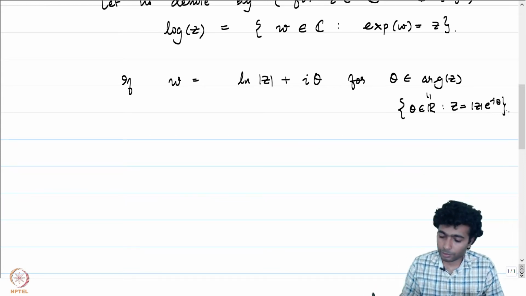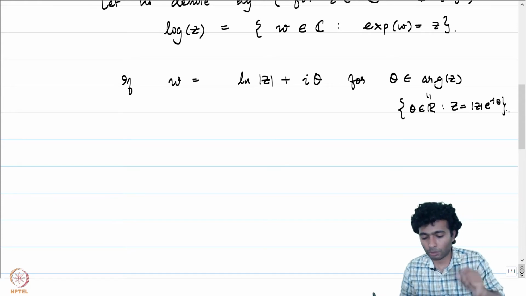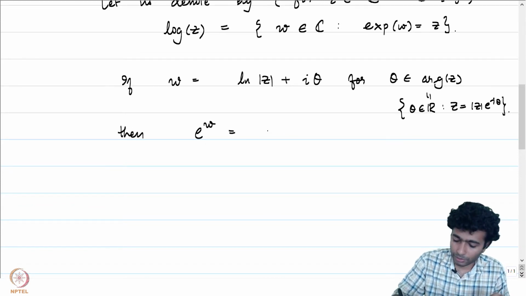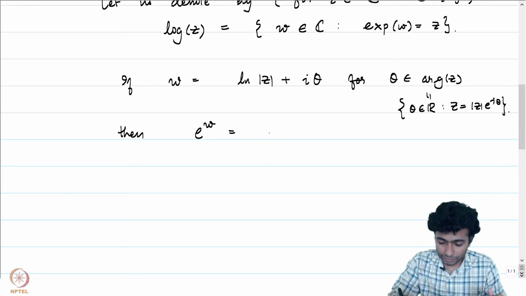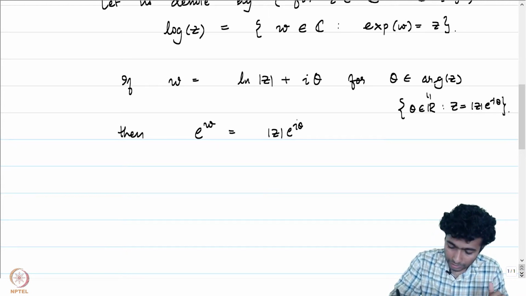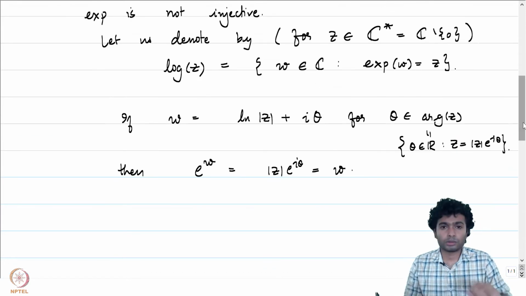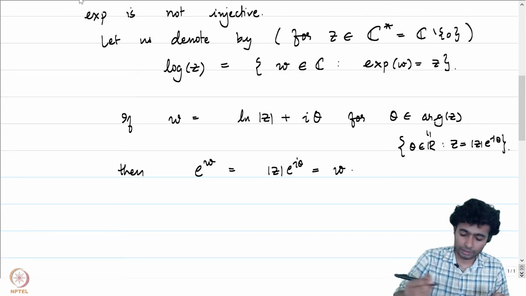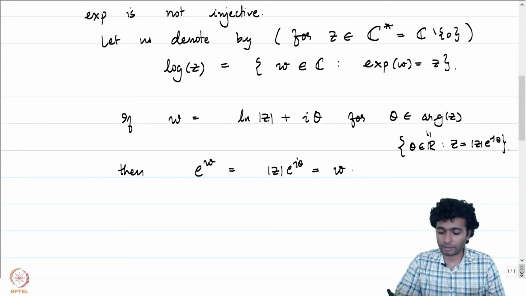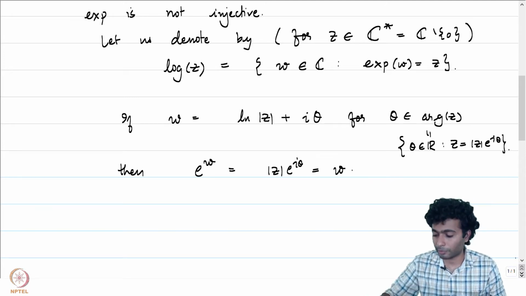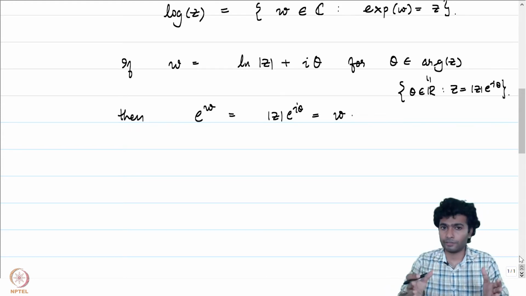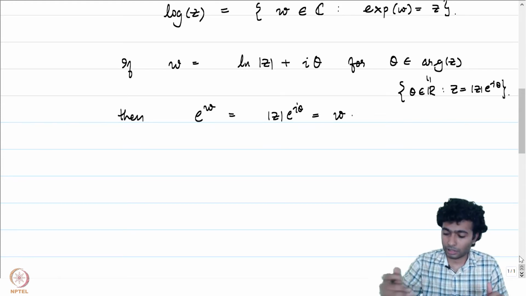And if you define w to be ln mod z plus i theta, then e to the power w is equal to e to the power ln mod z, which is mod z, times e to the power i theta, which is precisely equal to z. So this can be thought of as an alternate description of the set log of z, as ln mod z plus i times theta, where theta is ranging over the argument of z. That's an alternate way of looking at it. But this is not something which we will be satisfied with. We would like to really get hold of an honest function f which inverts the exponential function.